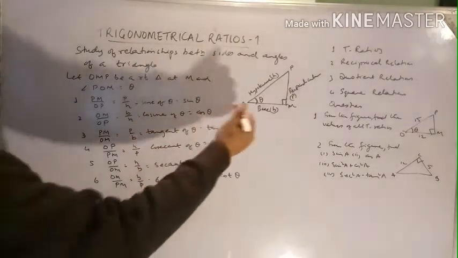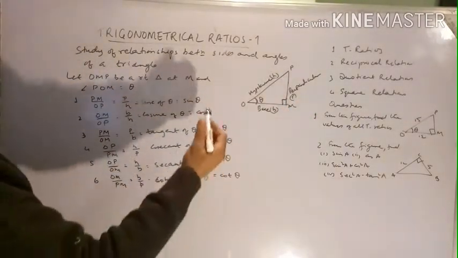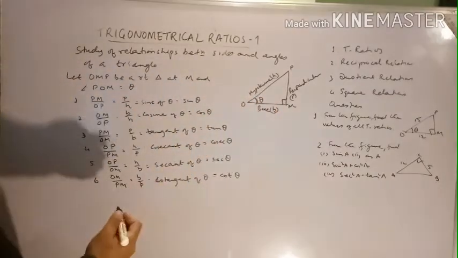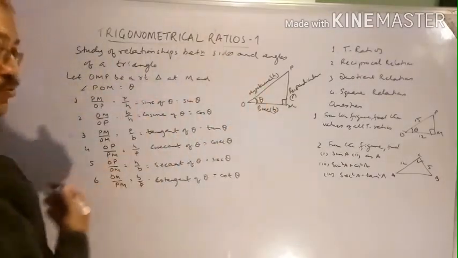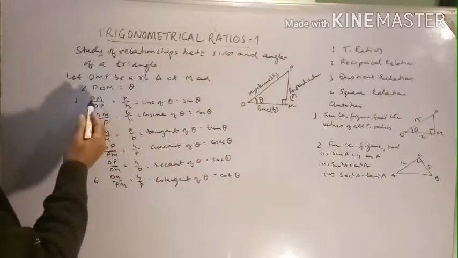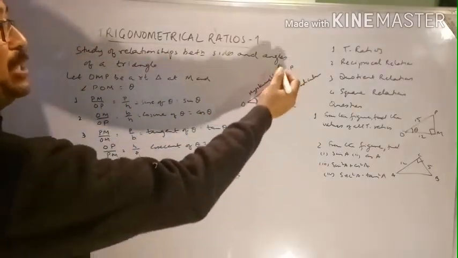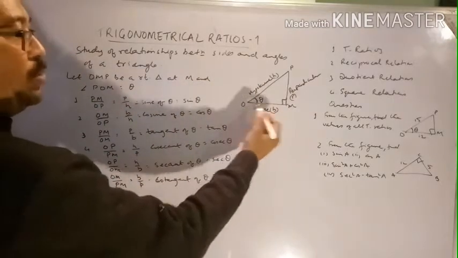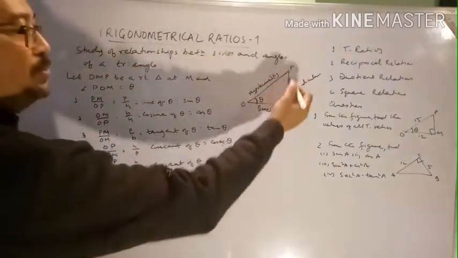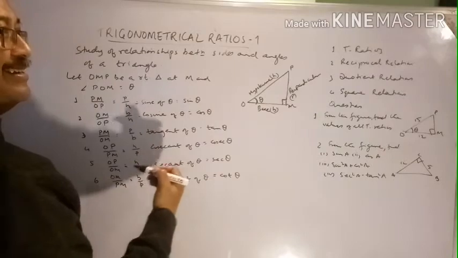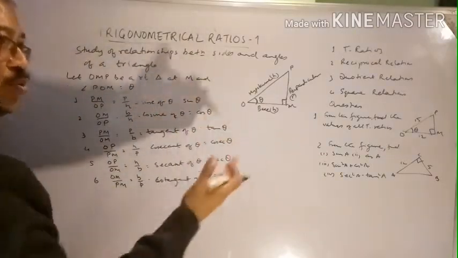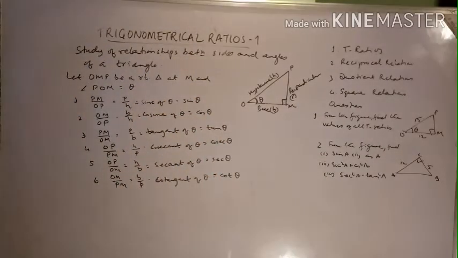Now there are three sides, so if you think of the ratios, altogether we can make 6 ratios. We can take perpendicular by hypotenuse, that's PM by OP, one ratio; OM by OP, another ratio; PM by OM, another ratio; then their reciprocals will be 3 more. So altogether there are 6 ratios.